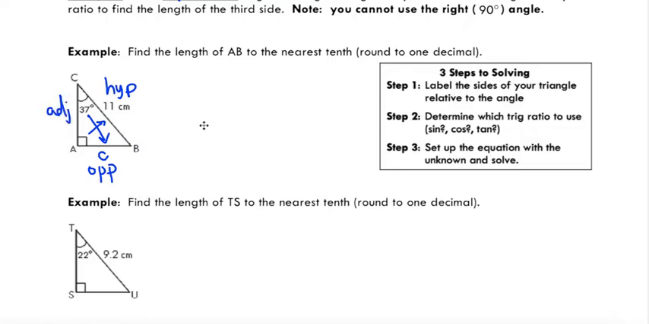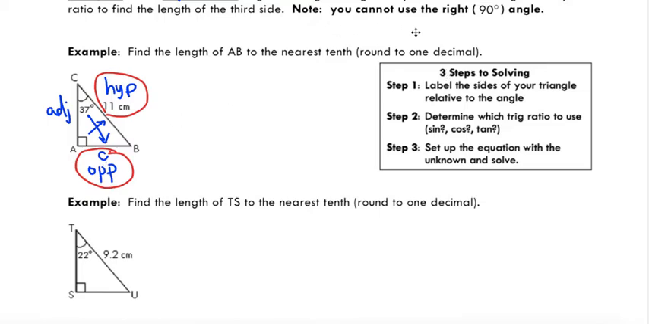So then we want to determine which trig ratio to use. So are we going to use sine, cosine, or tangent? And how we determine that is by looking at what we know from our diagram and what we're trying to find. We know the hypotenuse. We have the measurement of the hypotenuse of this triangle, and we're looking for the opposite side. We're trying to find the length of AB. So this is the side that we know, 11, and this is the side that we're trying to find, C. And those are the opposite and the hypotenuse.